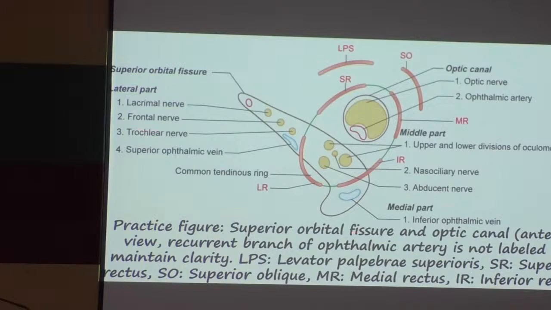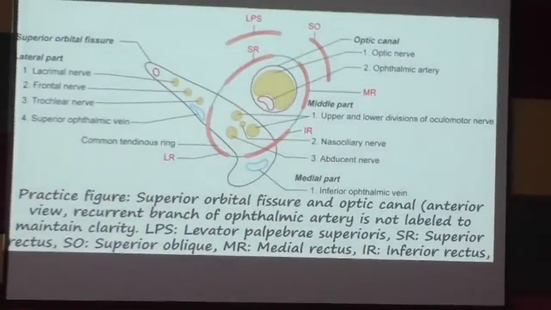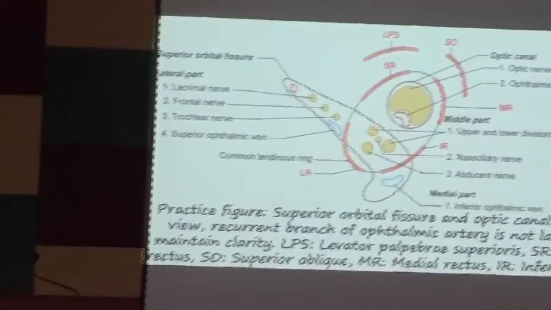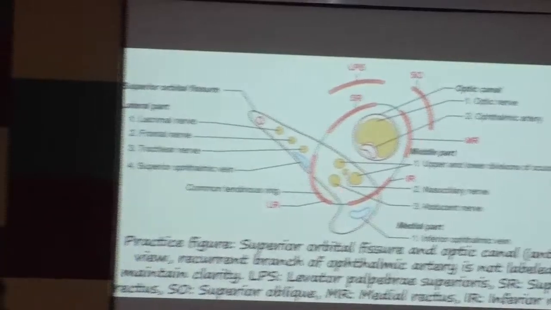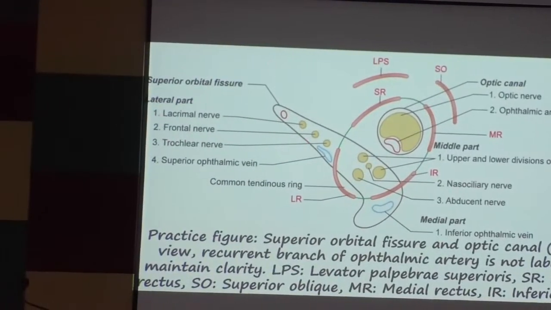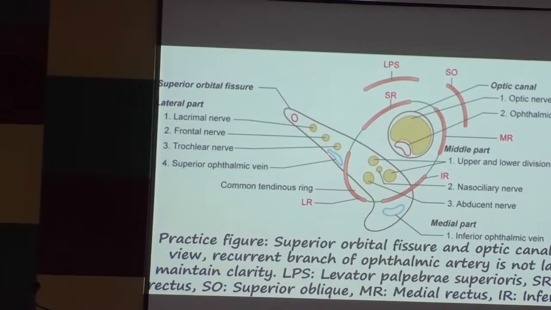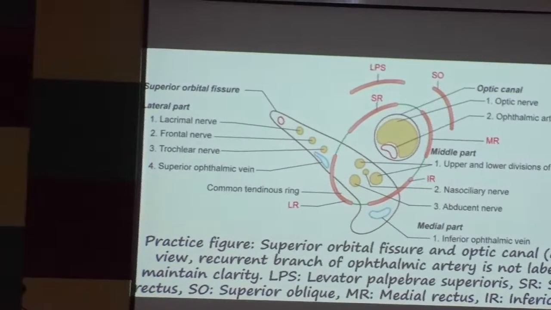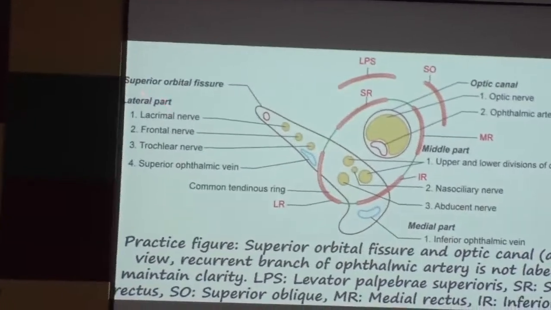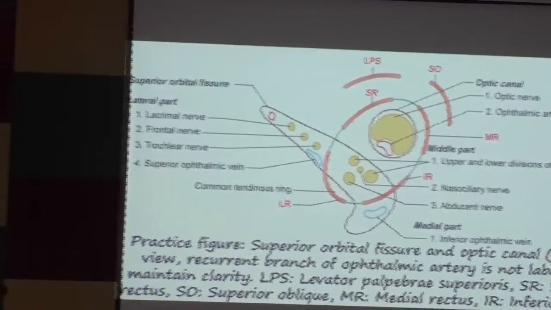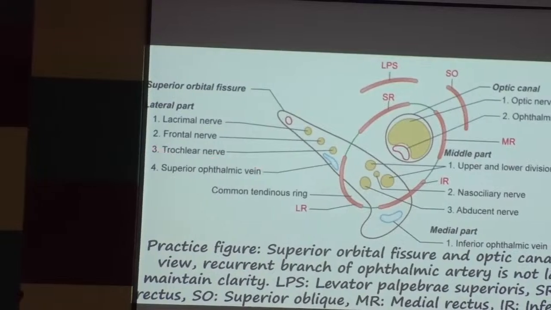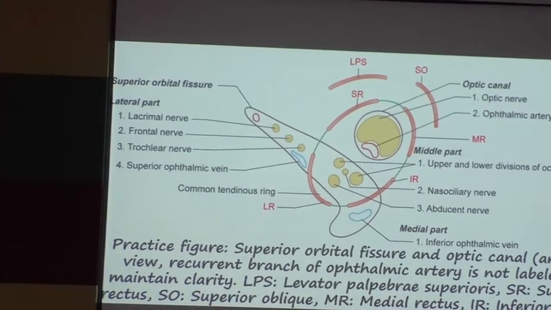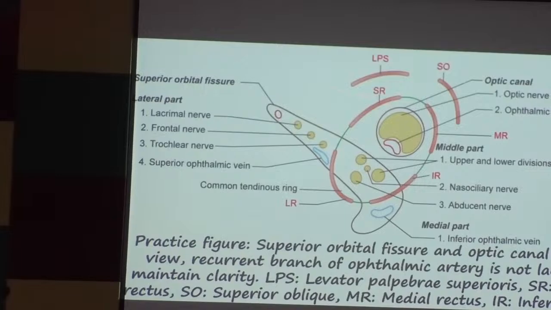Okay, the medial part gives passage to the inferior ophthalmic vein. Superior to it, the optic canal is passing through, and this intermediate part gives passage to the upper and lower divisions of the oculomotor nerve, nasociliary nerve, and abducent nerve. Okay. And this lateral part gives passage to the superior ophthalmic vein, trochlear nerve, frontal nerve, lacrimal nerve, LFT. You can remember this like LFT: lacrimal, frontal, trochlear nerve, and superior ophthalmic vein. Two veins are passing through the superior orbital fissure. The artery is passing through this optic canal.